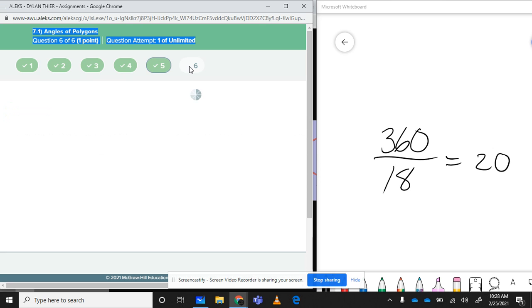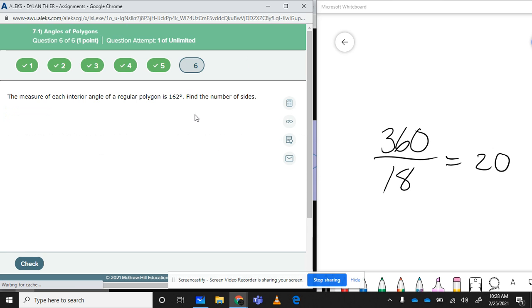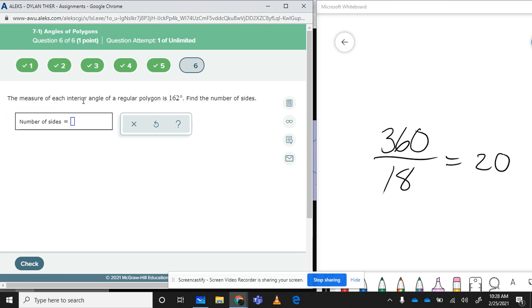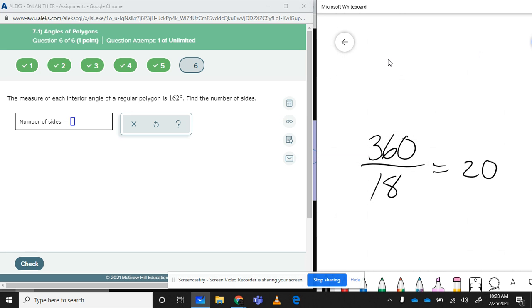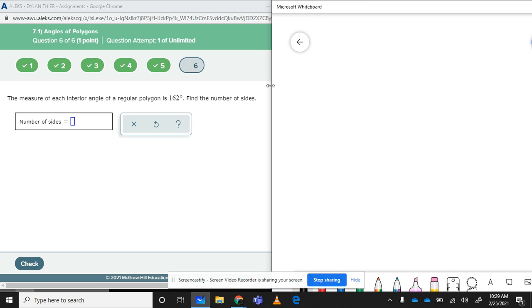Cool. Okay, last one from Monday's assignment. It says the measure of each interior angle of a regular polygon is 162 degrees. Find how many sides we have. So let's lay out our thought process that we usually have.